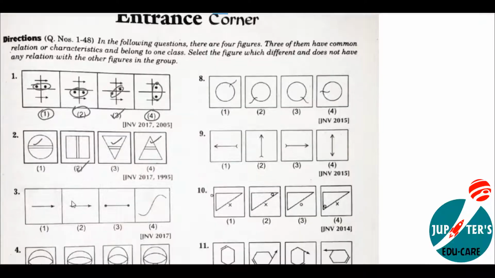Next, question number 3. See, in option 1 we have only one arrow. In option 2 we have two arrows. In option 3 we have two dots on two sides. In option 4 these two are similar. If we observe option 2, these two are similar. In option 3 these two are similar. In option 4 also these two corners are similar. But in the case of option 1 we have only one arrow on this side. This side is empty. So 1 is our answer here.